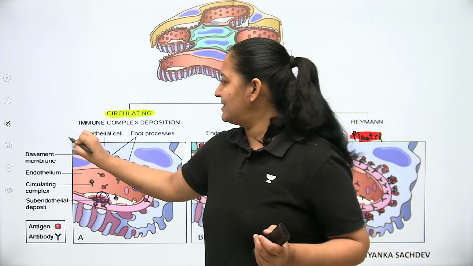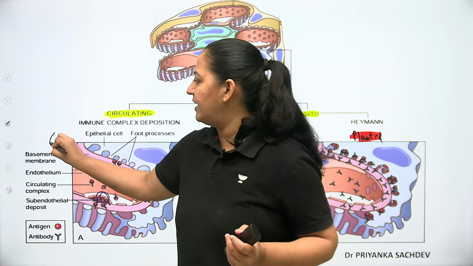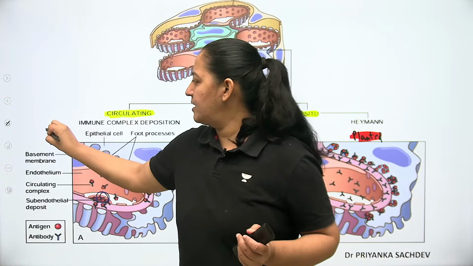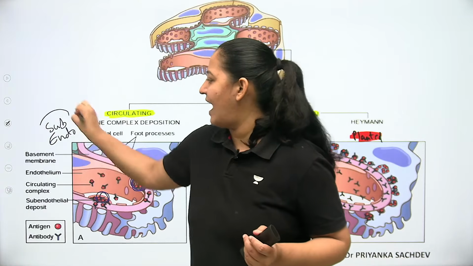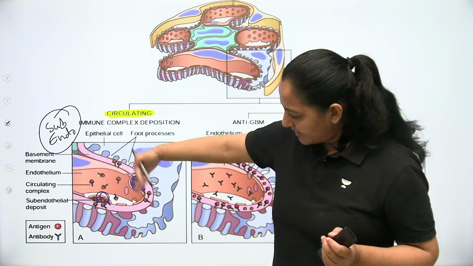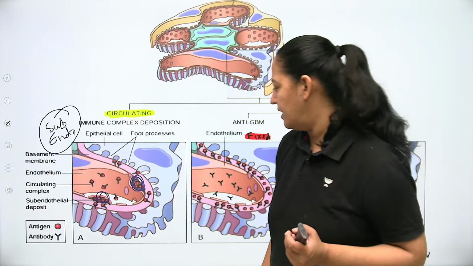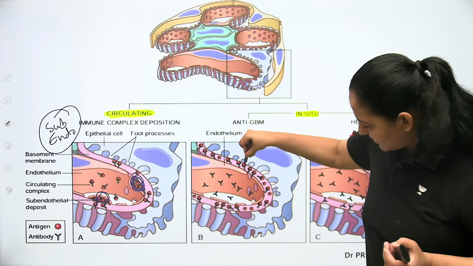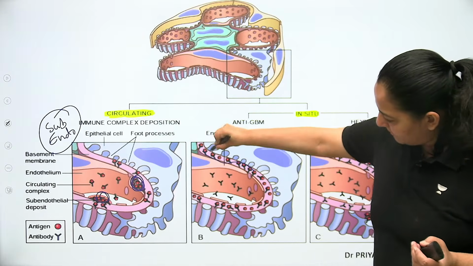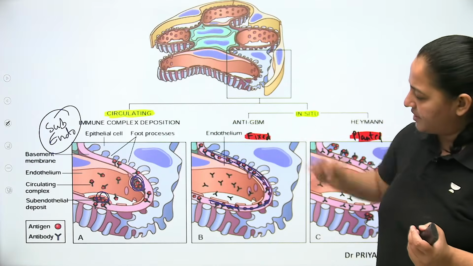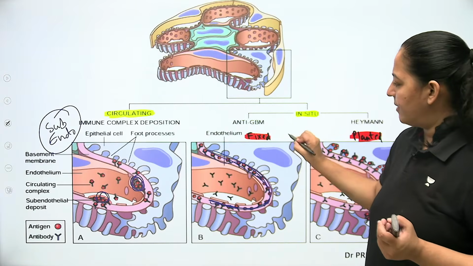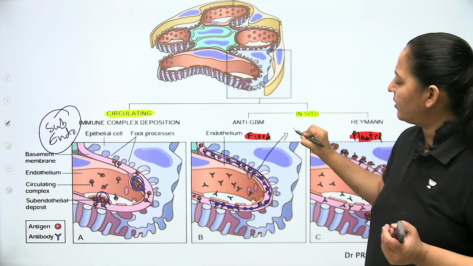So in this, I can see the deposits are subendothelial. The deposits are subendothelial here, I can see. Give me a thumbs up because they are on the inner side of the basement membrane. You all can appreciate. In the second diagram, I can see the deposits on the membrane itself. On the basement membrane itself, I can see antigen antibody complexes are there. So in this diagram, the deposits are epimembranous or intramembranous.